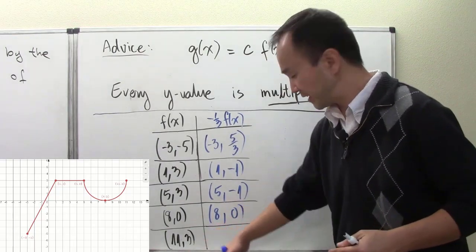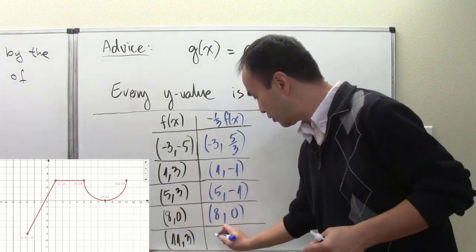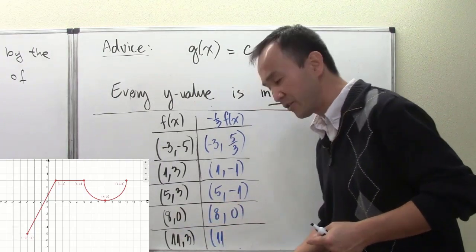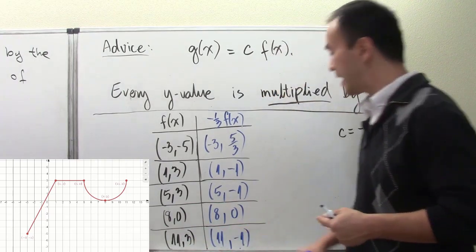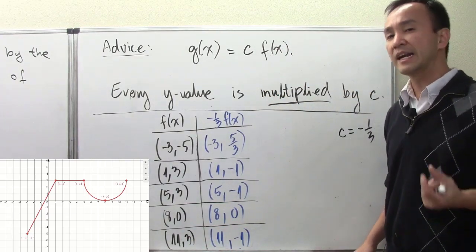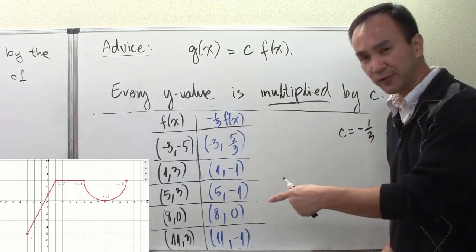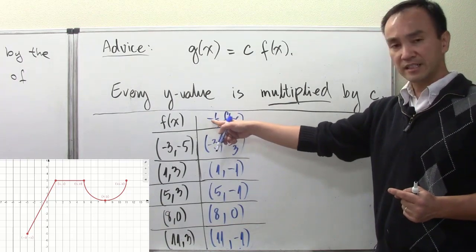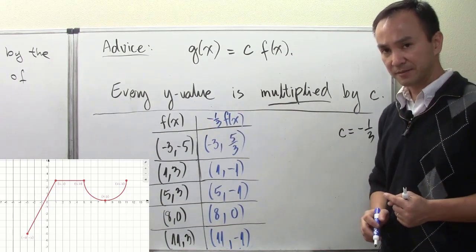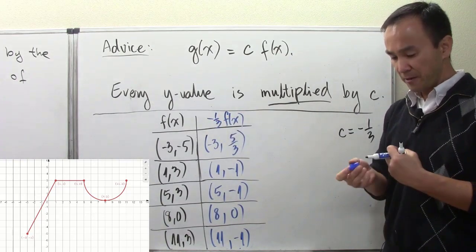Let's keep advancing. So 11 comma 3. 11 will stay the same because it's the x value. But now 3 times -1/3 gives me -1. That completes my list of the guiding points on the transformed graph, the graph of g of x, -1/3 times f of x. All right, so let's now put it in.